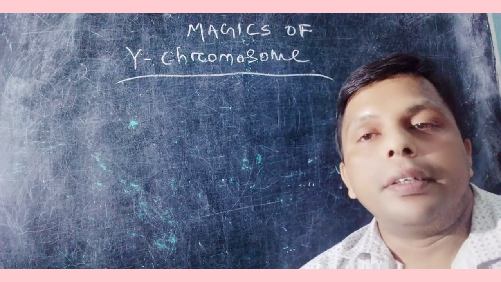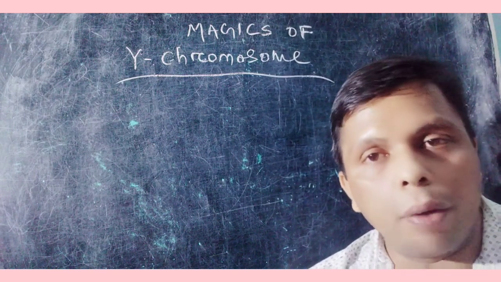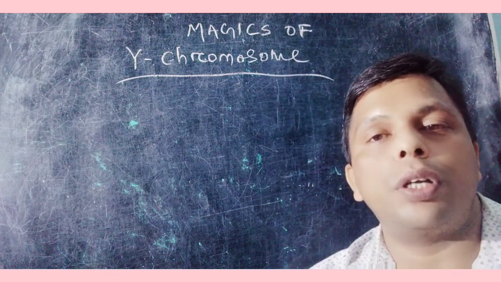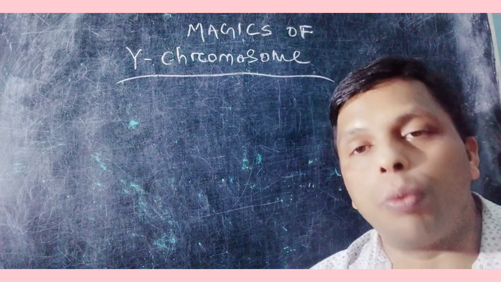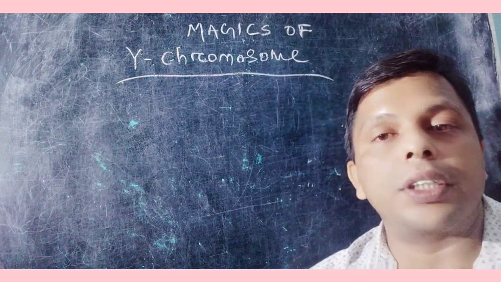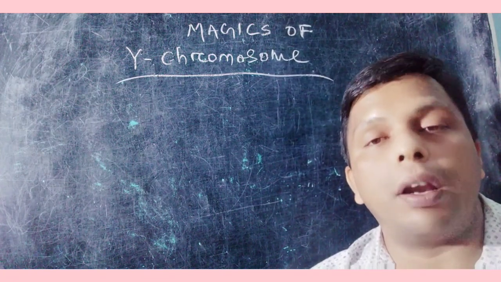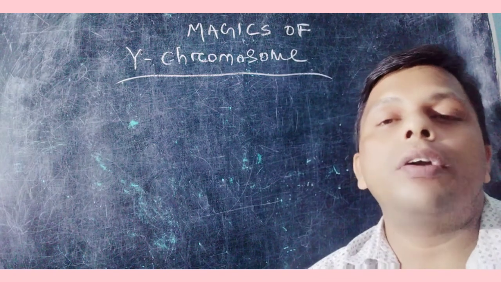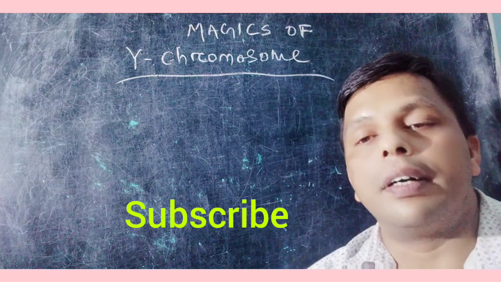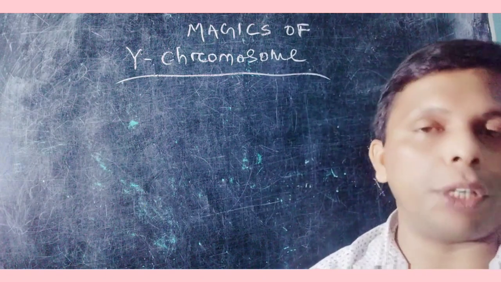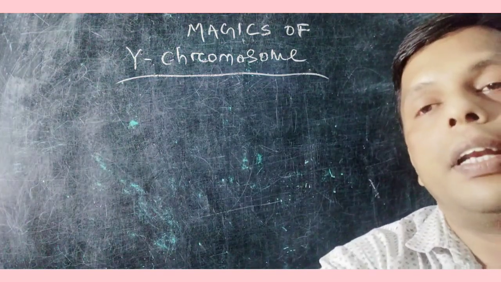Okay. Today we are going to discuss a very small and important topic, that is the structure of the Y chromosome. What is the real magic of the Y chromosome after its discovery by Stevens and its identification by McClung? The Y chromosome specifically helps in determining maleness of an individual. Let's discuss the structure of the Y chromosome in detail.